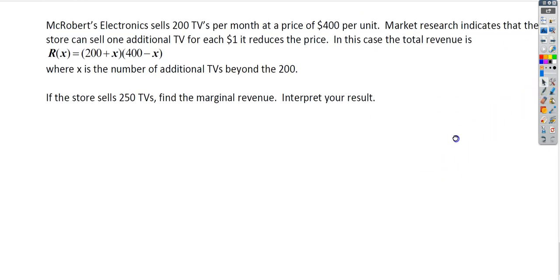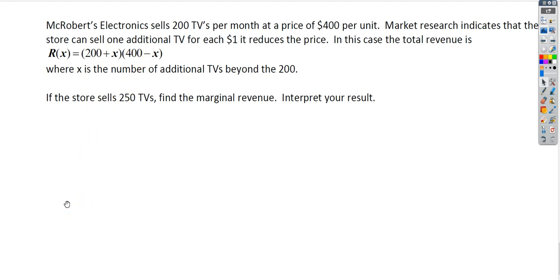Okay. Next, it says McRoberts Electronics sells 200 TVs per month at a price of $400 per unit. Market research indicates that the store can sell one additional TV for each dollar it reduces the price. In this case, the total revenue is this, where x is the number of additional TVs beyond the 200. If the store sells 250 TVs, find the marginal revenue. Interpret your result. Okay, so here's our function.